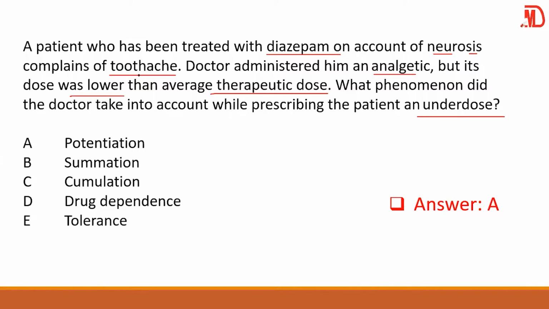And don't forget also that diazepam acts on gamma transmitters. Gamma means it shows an inhibitory effect. And the analgesic also has an inhibitory effect. So if both of them are used, one needs to be low so that you can get the required effect that you are looking for. And that's why, again, you are thinking of what? Potentiating it. So the answer is A.